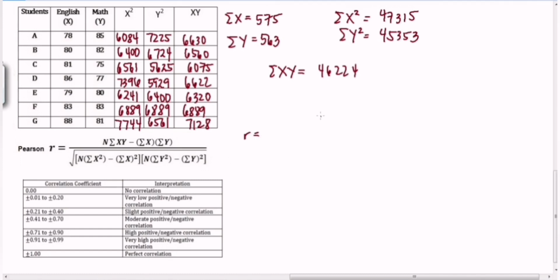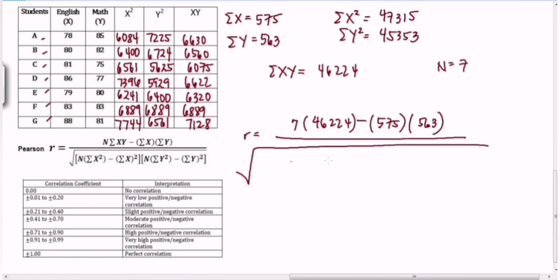So Pearson R. So sa taas, ang n natin dito ay 7 kasi we have 7 samples. So 1, 2, 3, 4, 5, 6, 7. So 7 sa taas times summation daw ng xy. So ito yun, 46224. Minus summation daw ng x. So that is 575. Times summation daw ng y. So 563.